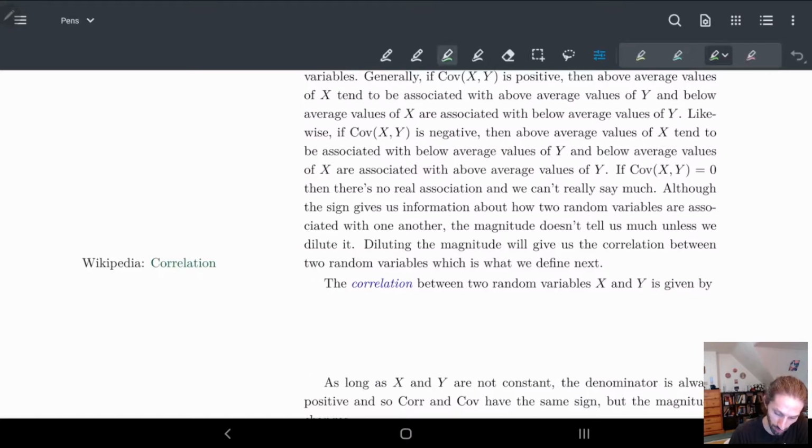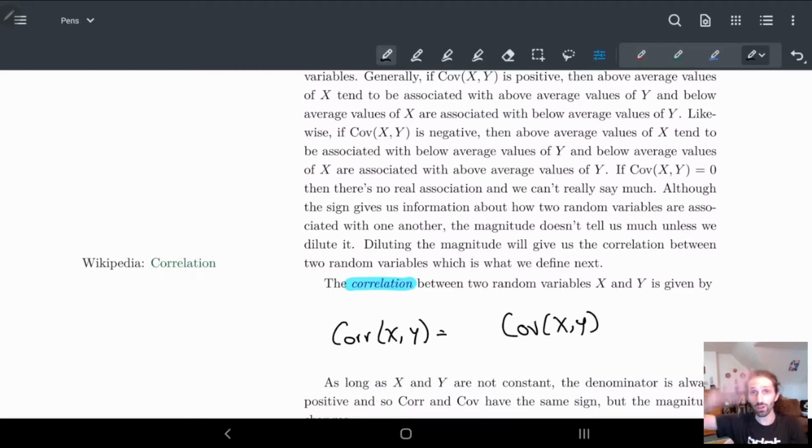Basically, the correlation between x and y is defined as follows. Since we're diluting the magnitude, we take the covariance and decrease it by dividing by the standard deviation of x and also by the standard deviation of y. The two together help bring this down.